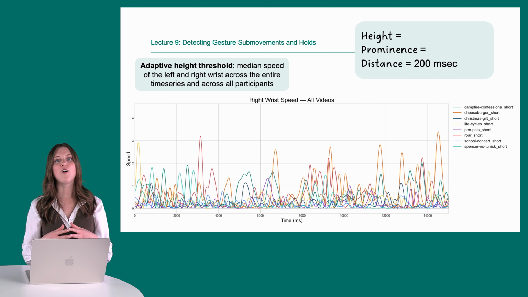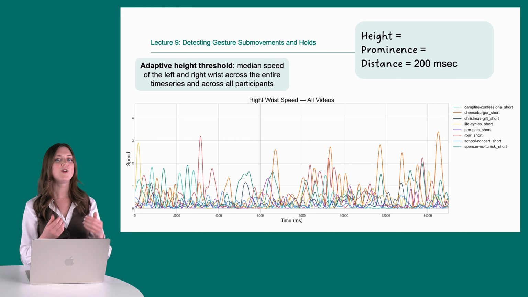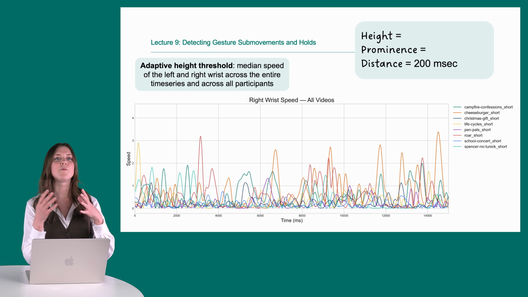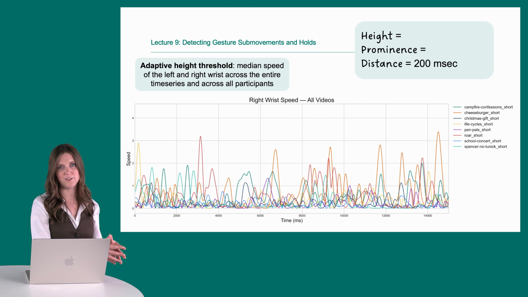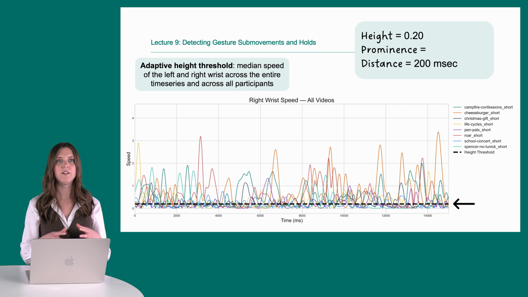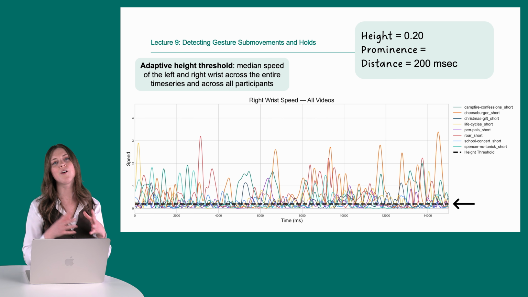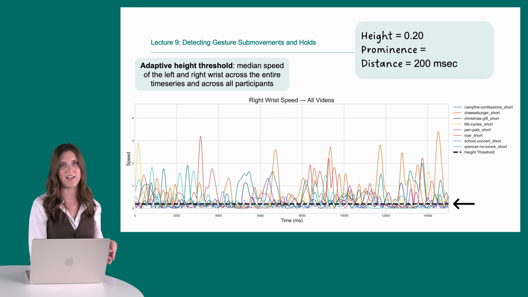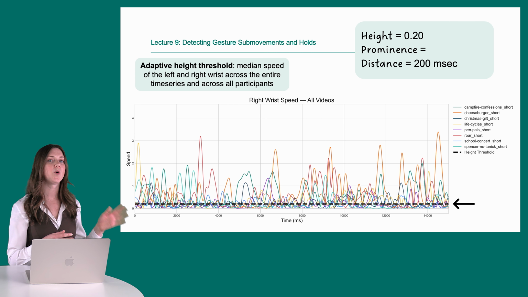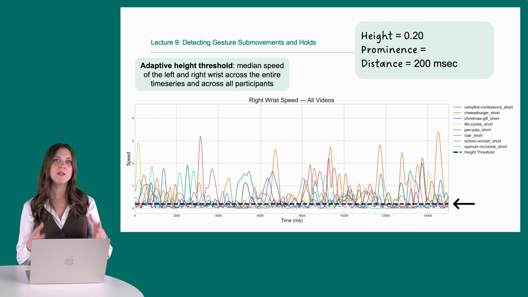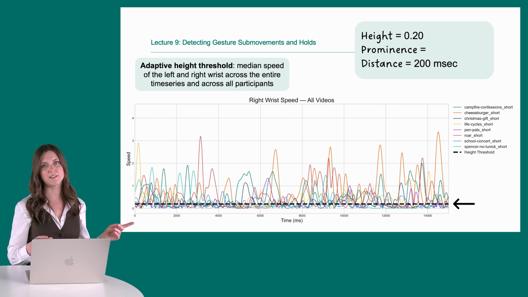In order to count as the speed peak of a gesture submovement, we define that the wrist must move at a speed faster than the median wrist speed in our dataset. In our dataset, this gives us a minimum height threshold of 0.2 units per second, which is indicated by the horizontal dashed line. So gesture submovement peaks must be higher than this line.